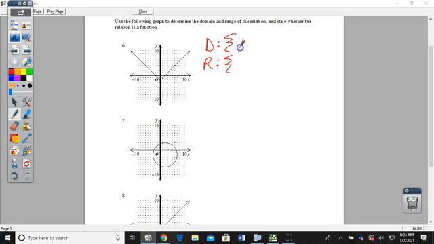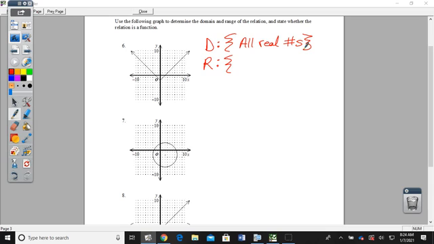So my domain is all real numbers. So what's a real number? A real number is any number that's not imaginary. So it's every number, except the imaginary ones, yes. It includes rational, irrational, pi, all those are real.